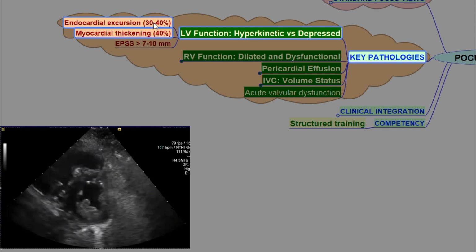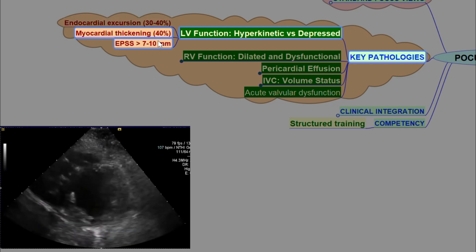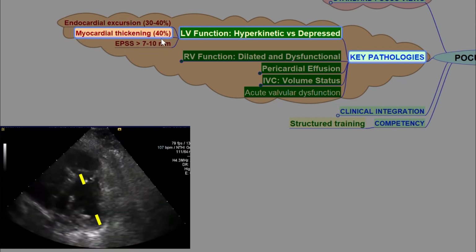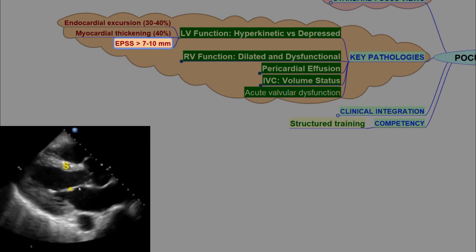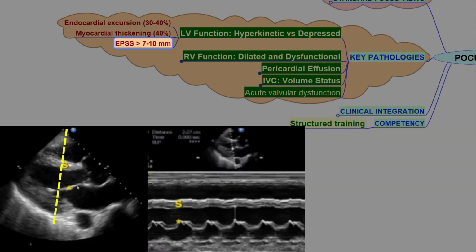Then we have EPSS, E-point septal separation. A simple objective measurement in the parasternal long axis view using M mode. A distance between the mitral valve leaflet and the septum of more than 7 to 10 millimeters is abnormal and correlates with low ejection fraction.